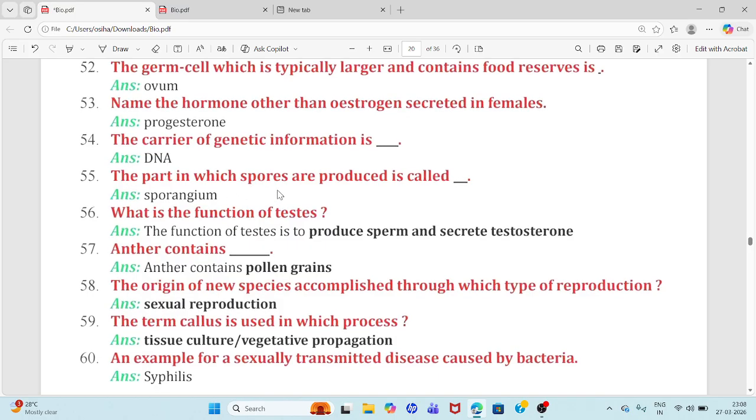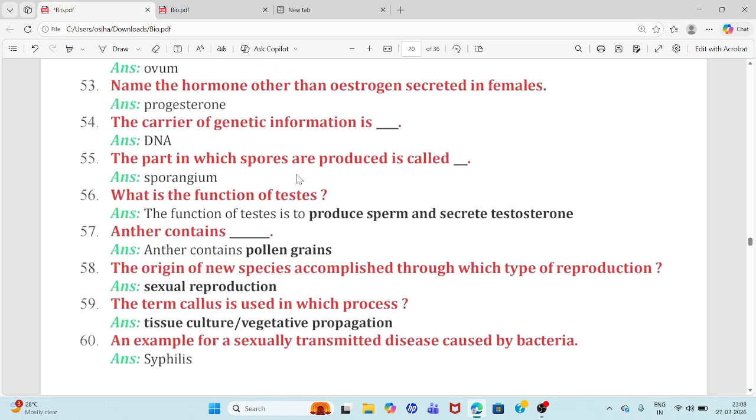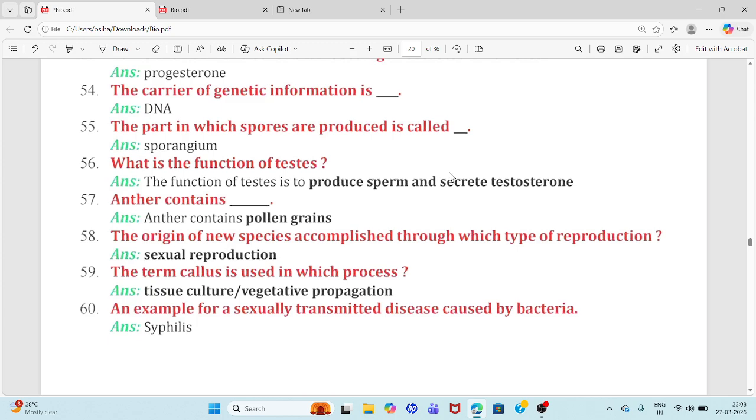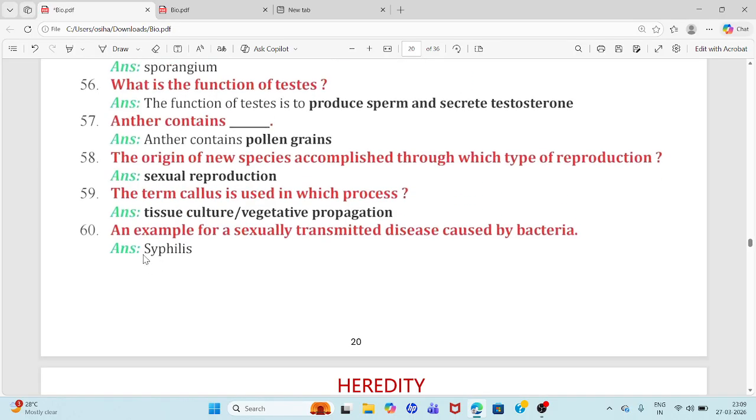The part in which spores are produced is called sporangium. What is the function of testes? The function of testes is to produce sperm and secrete testosterone. Anther contains pollen grains. The origin of new species is accomplished through which type of reproduction? Asexual reproduction. The term callus is used in which process? Tissue culture or vegetative propagation.